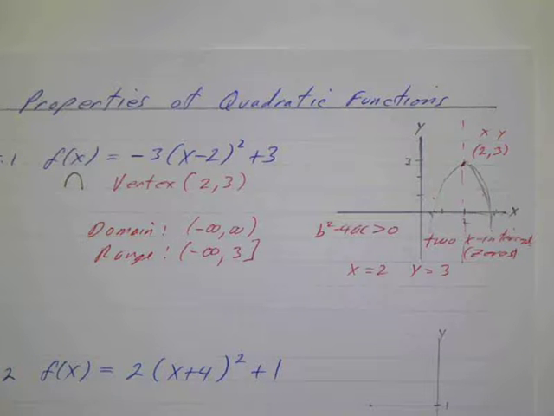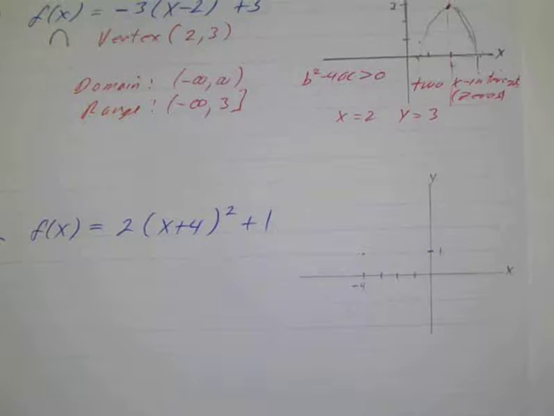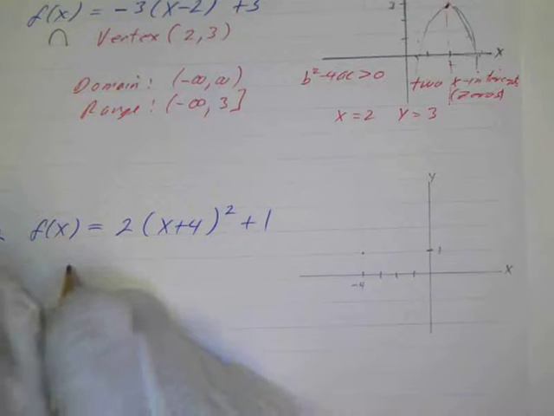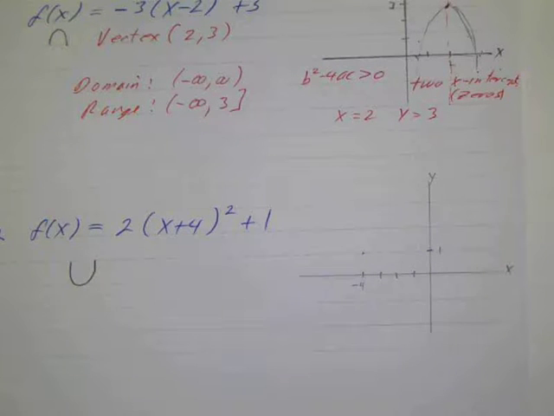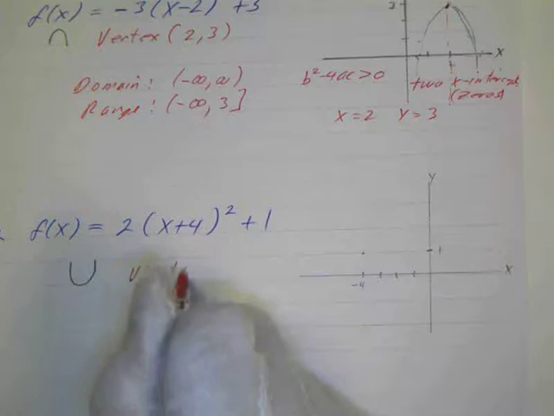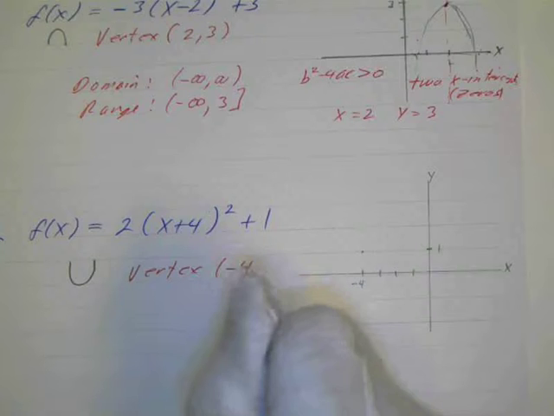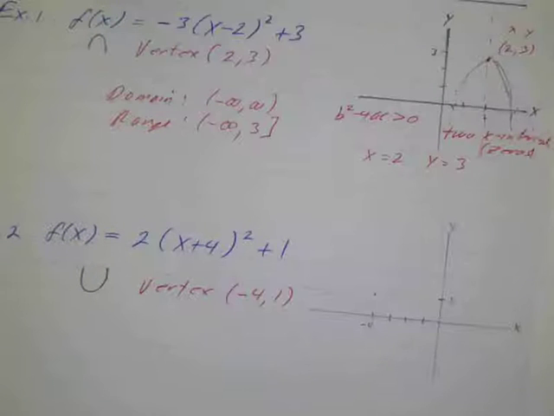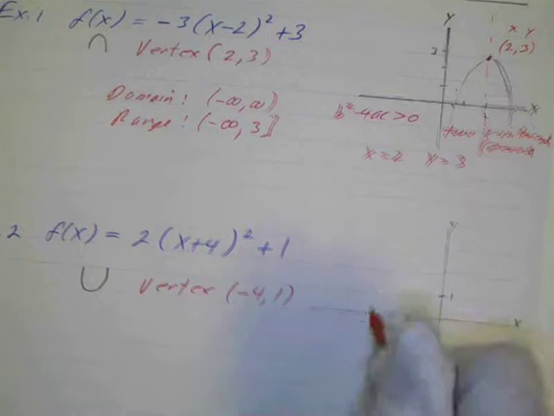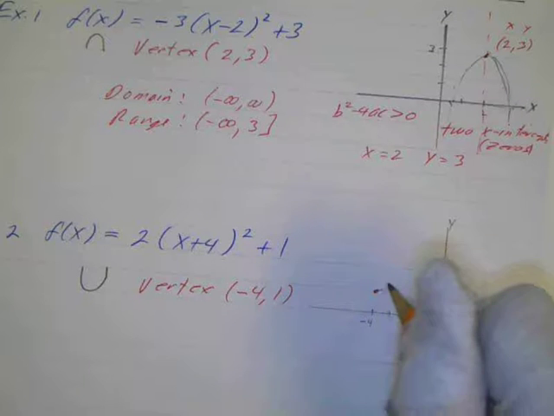Okay? Here's another example. Let's take a look at this one. Again, the first thing we do is notice it's positive, so we know it's shaped like a U. And we look at the vertex, which is going to be negative 4, 1, the opposite sign. So I can draw a quick sketch. Negative 4, 1, there's the vertex, and it's shaped like a U, so it's going to look something like this.